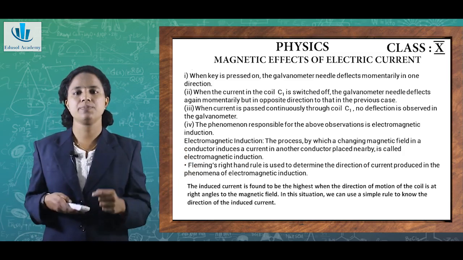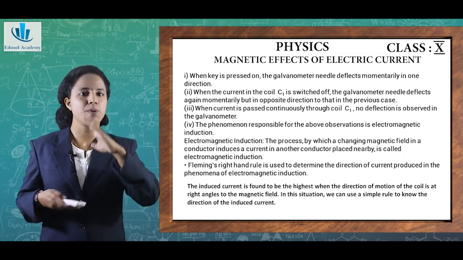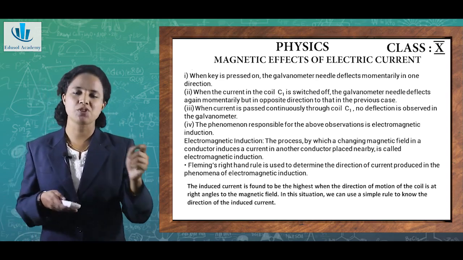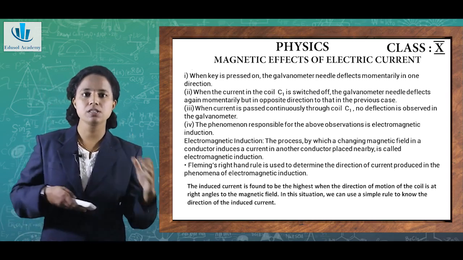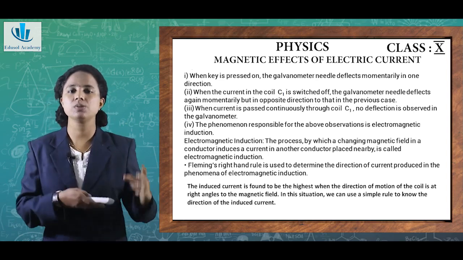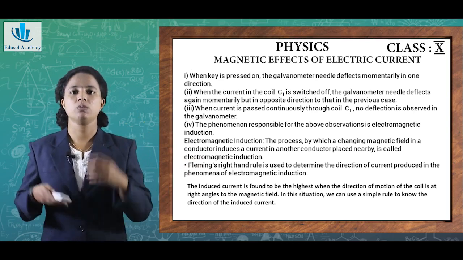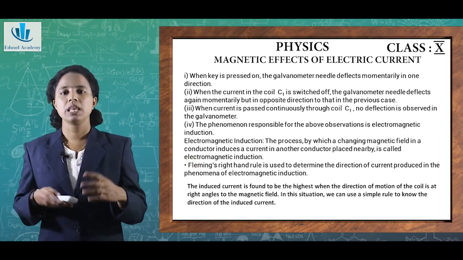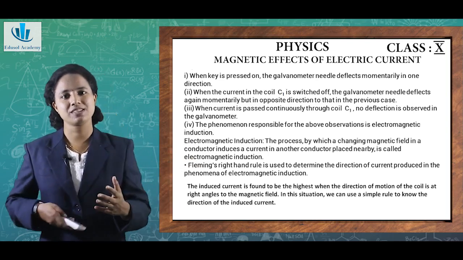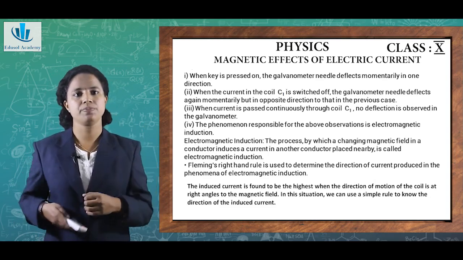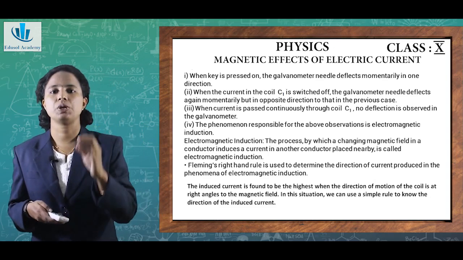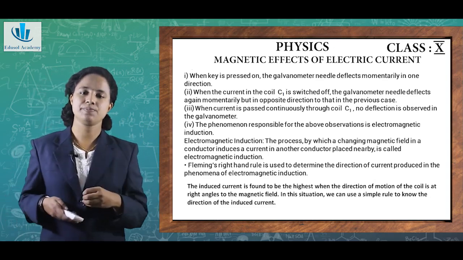So, we know that the phenomenon responsible for all the above observations is electromagnetic induction. So, what is electromagnetic induction? It is a process by which a change in magnetic field in a conductor induces a current in another conductor which is placed nearby. So, the basic rule that applies to electromagnetic induction is Fleming's right hand rule. That rule is used to determine the direction of current which is produced in electromagnetic induction.